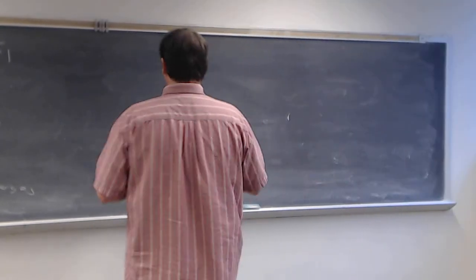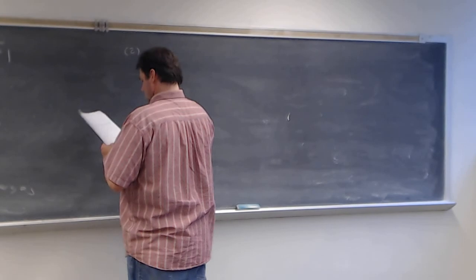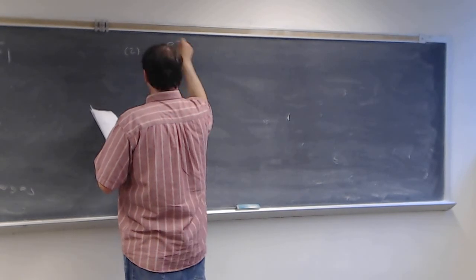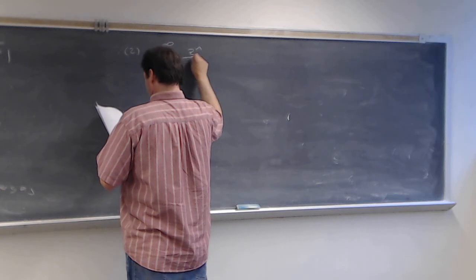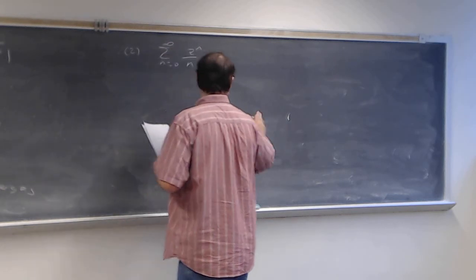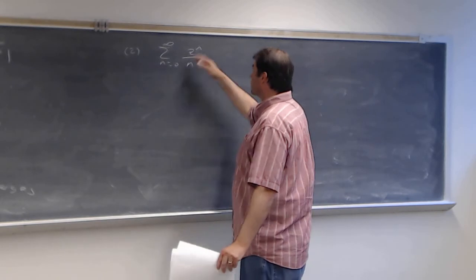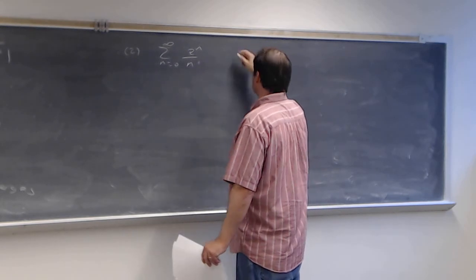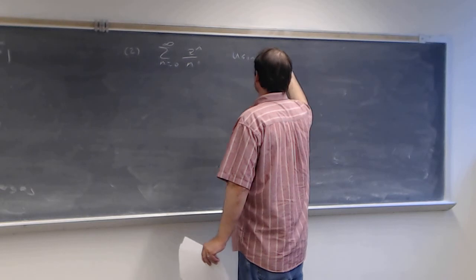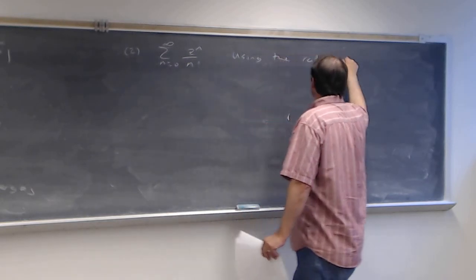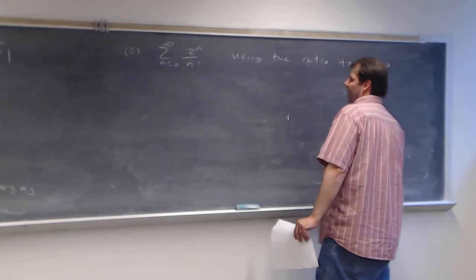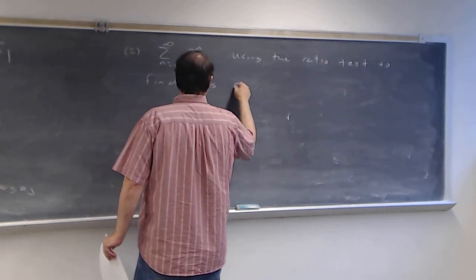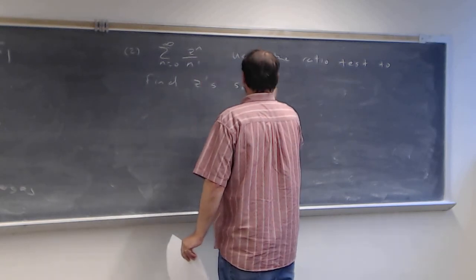Okay, our second example is the sum as n runs from 0 to infinity of z to the n over n factorial. That's our second example. And here, essentially we want to know for what z values this is going to converge. We will use the ratio test to find z's such that this series converges.